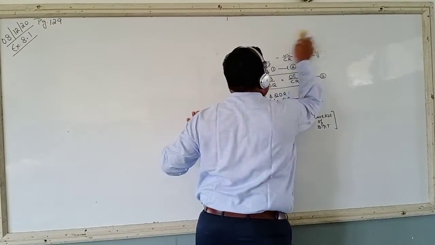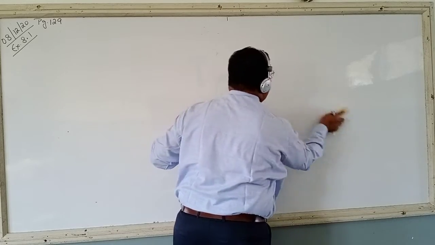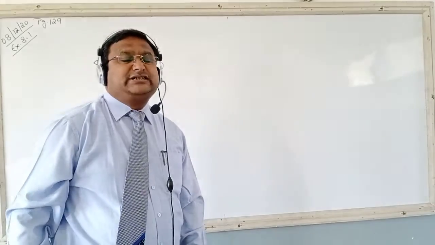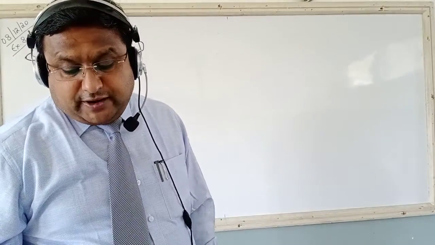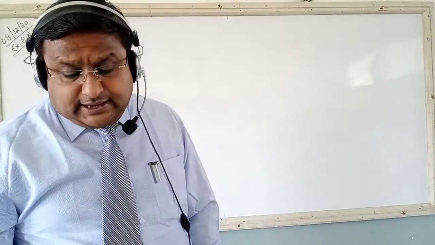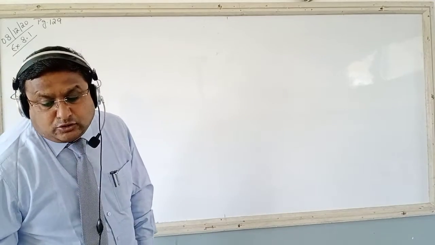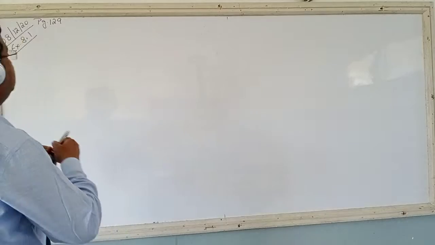We will draw the figure. The figure is not given to you. We will have to draw the figure and then we will see how they are similar to each other. Question number 7. Using theorem 6.1, prove that the line drawn through the midpoint of one side of a triangle parallel to another side bisects the third side.